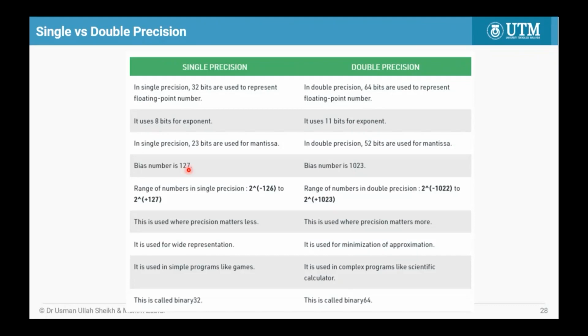Single precision is used where precision matters less. If you are going to write a program where precision matters less, you can opt for single precision, and it is used for wide representation. This is called binary32. While double precision is used where precision matters more, and it is used for minimization of approximation. So to minimize approximation, you can use double precision. This is the approximation, and this one here is always used in complex programs.